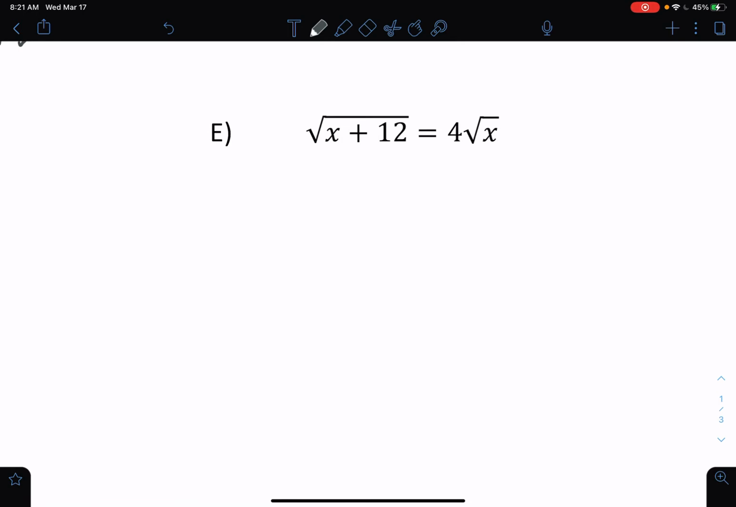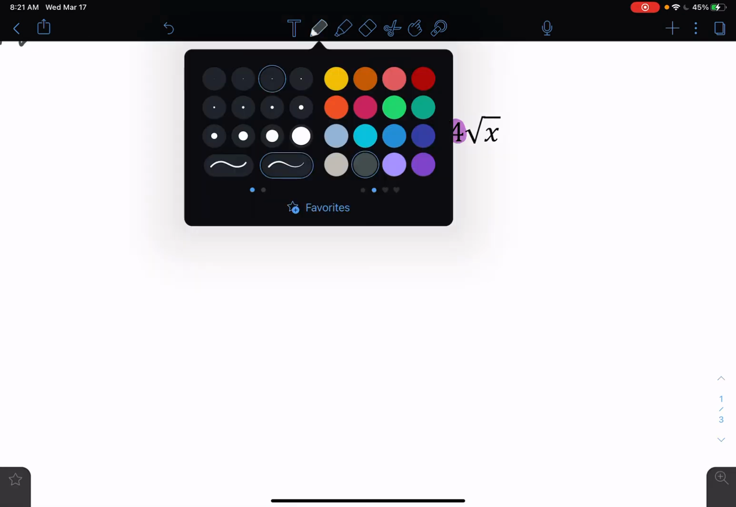The square root of x plus 12 equals 4 times the square root of x. Now, here is a slight issue. There's no way to get the radicals by themselves, right? There's this 4 that's in front of this square root of x. All right, so we can square both sides.